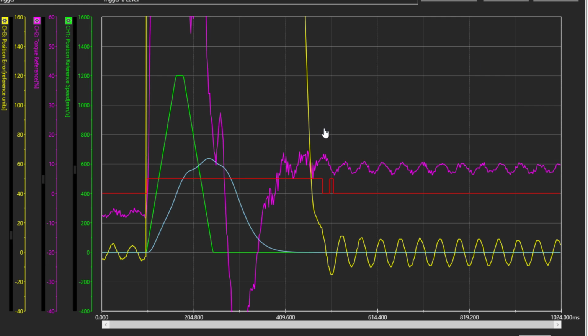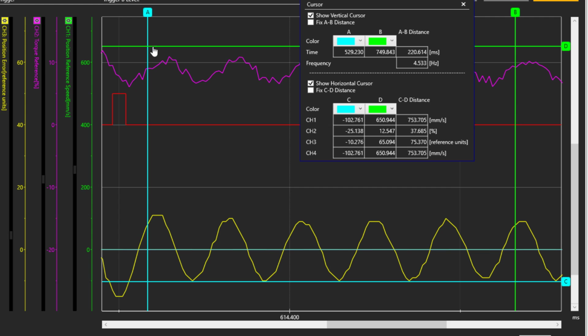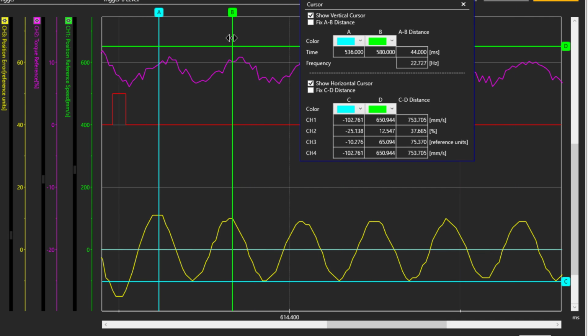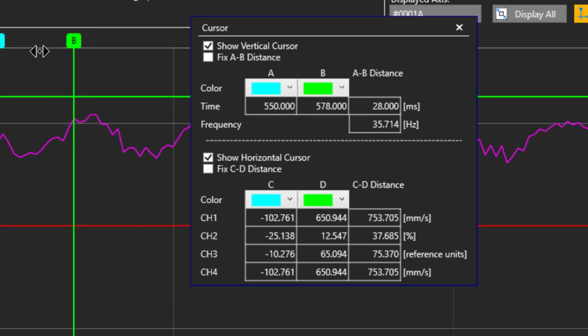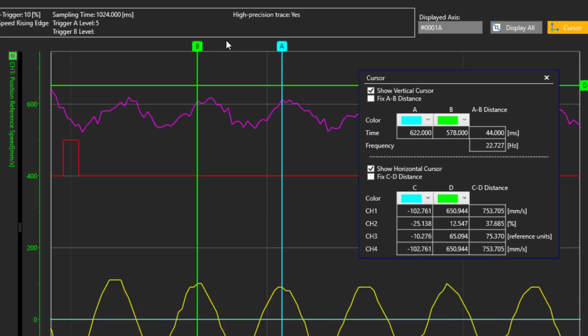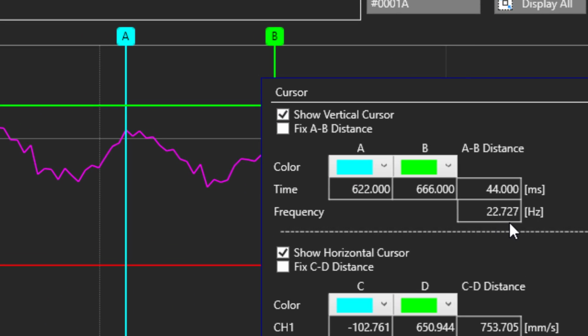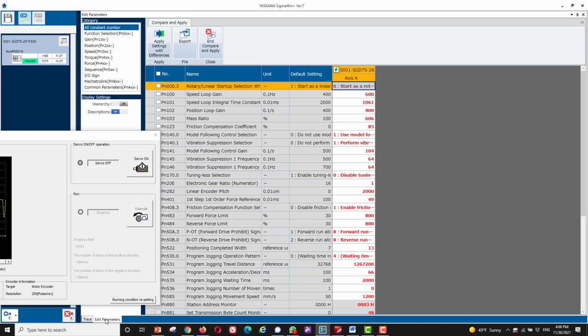To do that, it's a good idea to zoom in to a few cycles of that oscillation, then use the cursor to go from the peak of one oscillation to the peak of the next. And then you can read here that frequency at 23.8. Maybe I'll do another one here, 22.7, another one, 22.7.